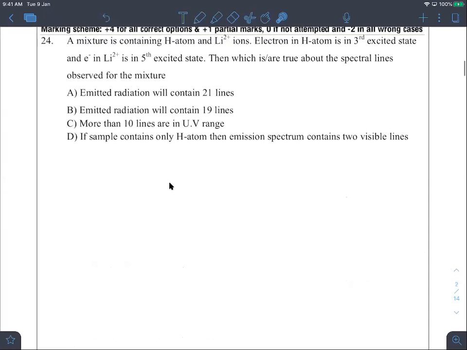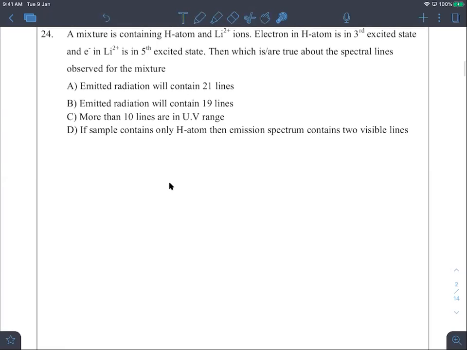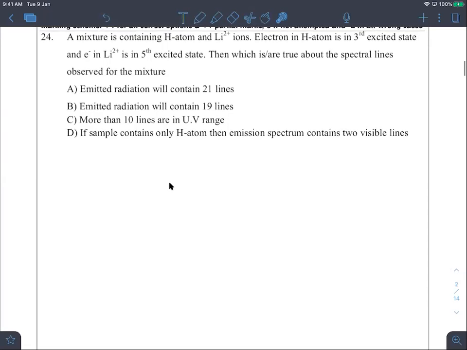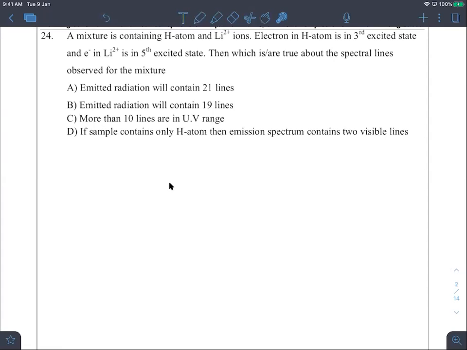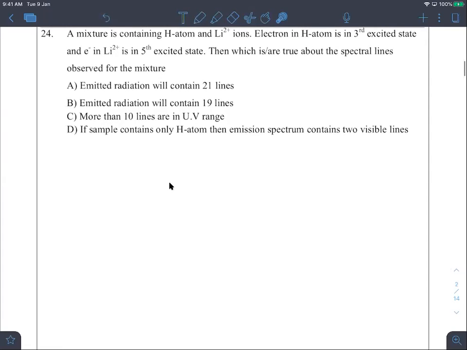Okay. 24th. Have you tried or you need time? Sir, need time. Okay, try this. It's a very, very good question. I want all of you to do it properly. And I'm expecting hopefully you should get this question in the major test.